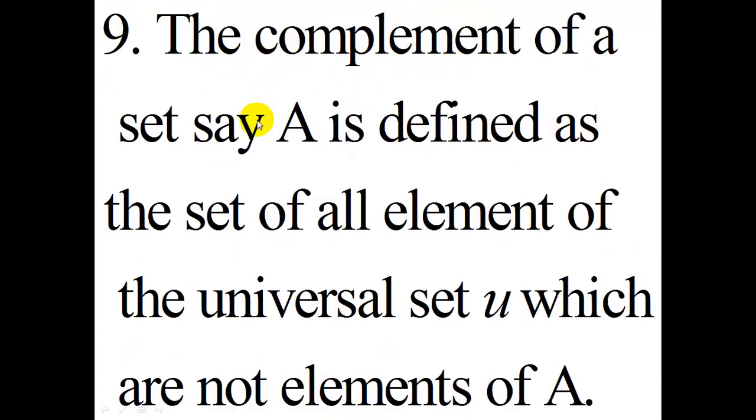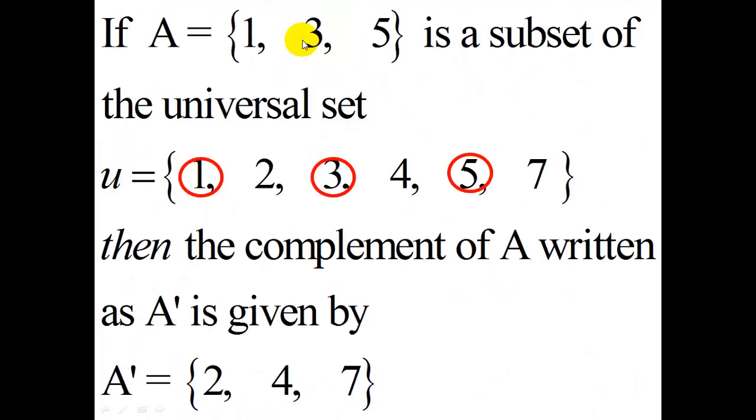The complement of a set. The complement of a set, say A, is defined as the set of all elements of the universal set U which are not elements of A. What do we mean by this? Let's look at this illustration so you understand what we mean by a complement of a set.